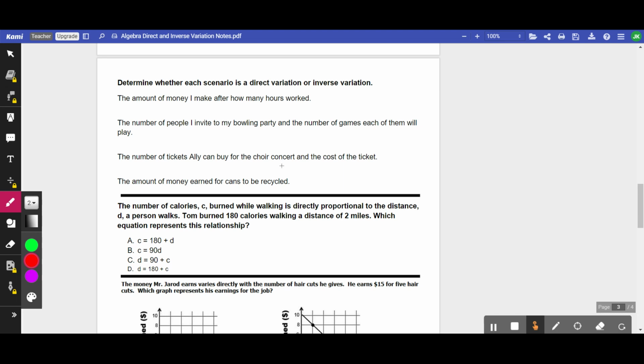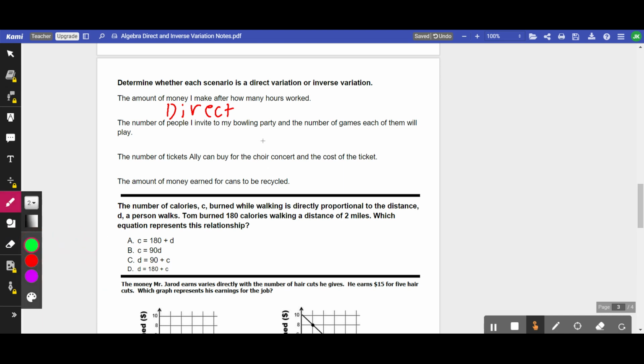So this is the amount of money I make after how many hours I work. So the more hours you work, the more money you make. These would both be going up at the same rate. Plus this depends on this here. So this will be direct then. Because the more you work, the more you'll get paid, and the less you work, the less you get paid.